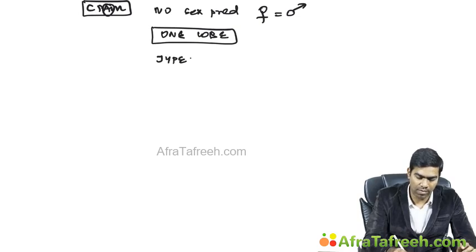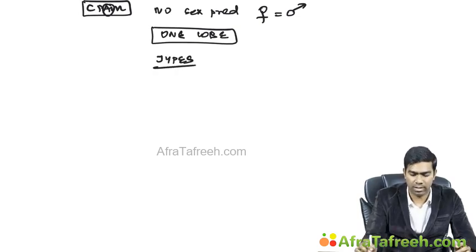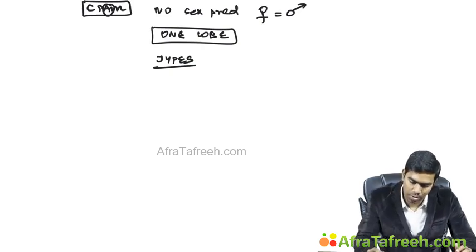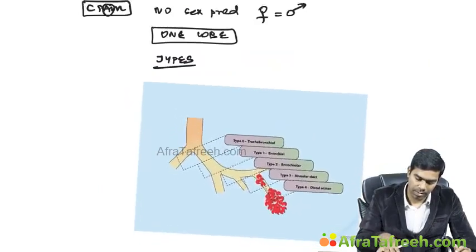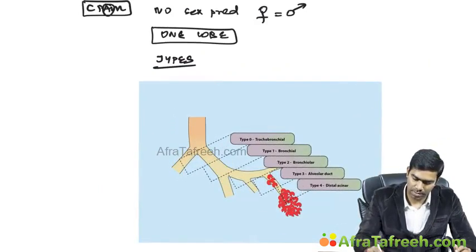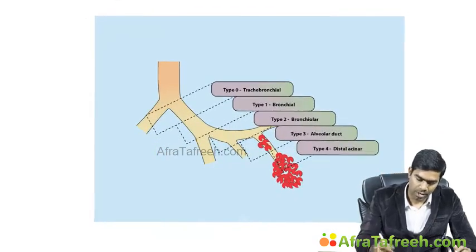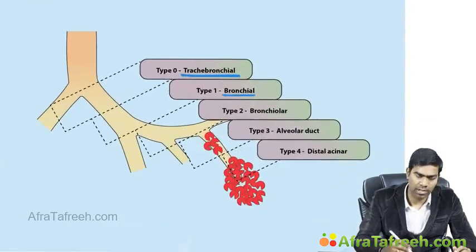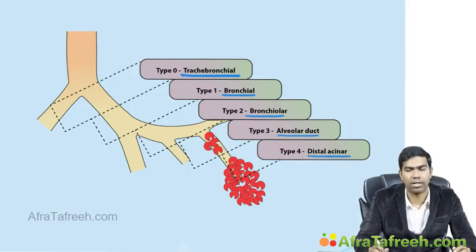And you have a lot of different types of this CPAM. So let us see what the types of CPAM could be. I can show you here with the help of an image. These are some of the types of CPAM. You have type 0, that is tracheobronchial. You have type 1, that is bronchial. You have type 2, that is bronchiolar. And type 3 happens at the alveolar duct. And type 4 is very rare, it happens at the distal acinar level. Clear? All are in the airways typically. Distal acinar may be occurring at the alveoli level, but still it's a very, very rare entity.